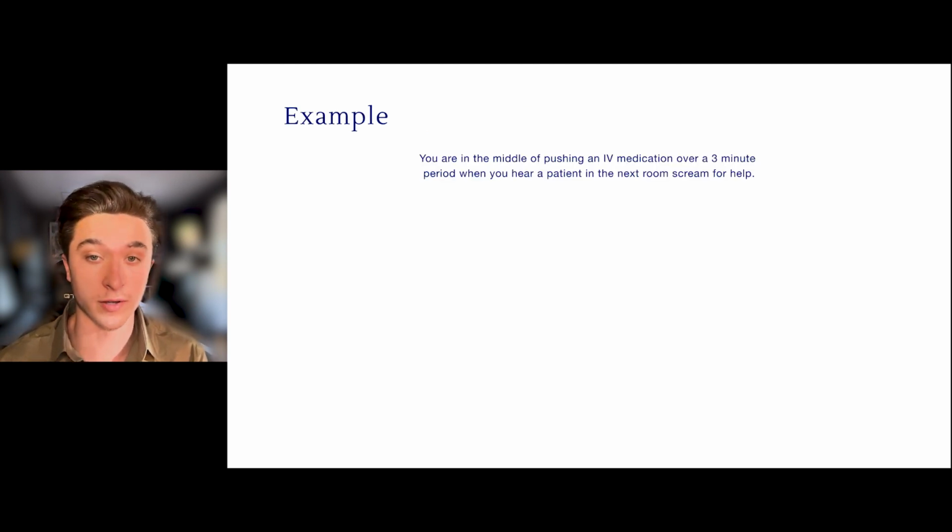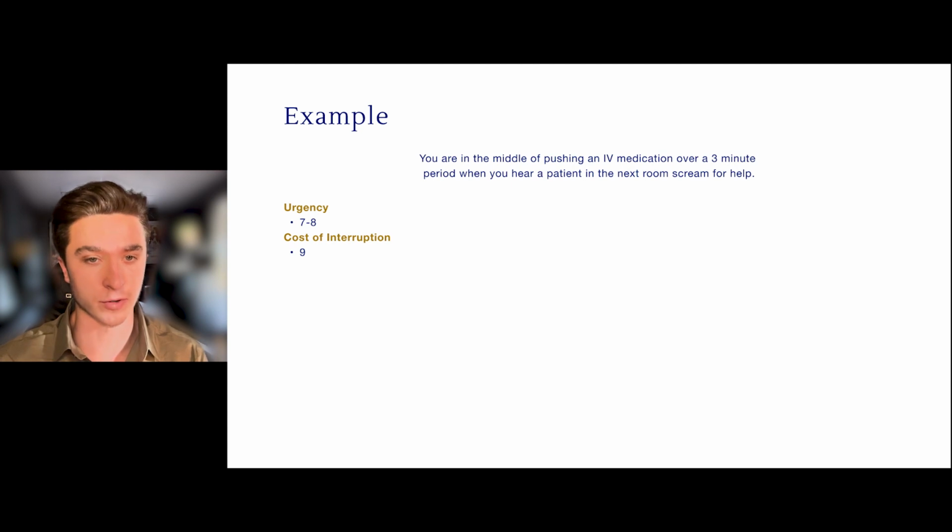is that you are in the middle of pushing an IV medication over a 3-minute period when you hear a patient in the next room scream for help, right? So the interruption cue happens when we hear the patient cry out. This interruption is a very high urgency of around 7 or 8, and it would be very, very tempting to run to the other patient's aid. However, it would be extremely costly to stop in the middle of pushing this medication, right? Stopping now or pushing the medication too fast in your haste to get to your other patient could put the life of your present patient at risk, or at the very least, their health. So the cost is about a 9 or a 10 here.